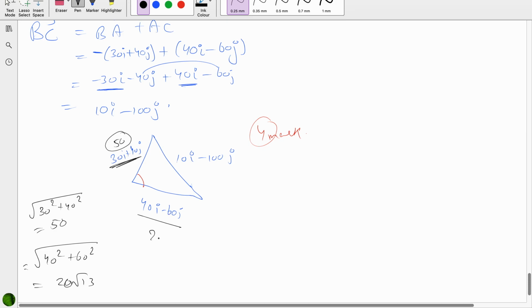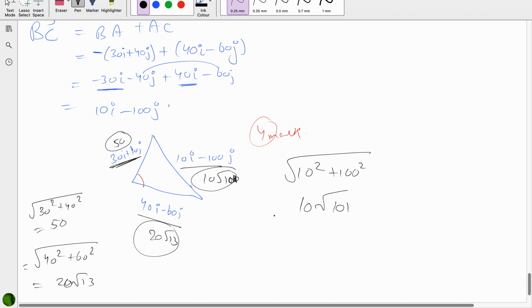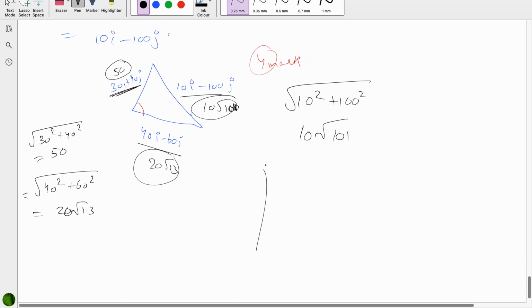So we know this side too. For the third side, it is the square root of 10 squared plus 100 squared, and the answer is 10 root 101. This is the third side. Now we can simply apply the cosine rule on this, with sides 10 root 101, 50, and 20 root 13.